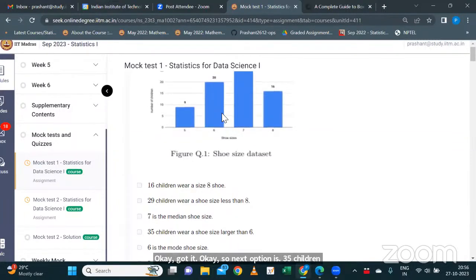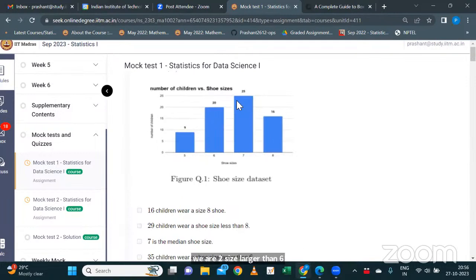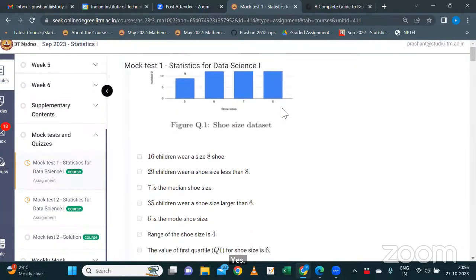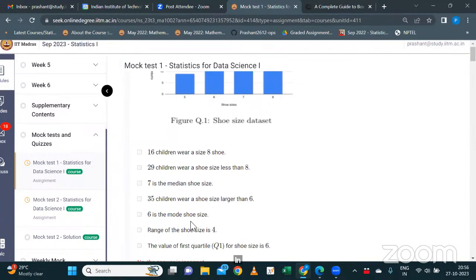I think no 35, right? So there are more than... no more. Size incorrect, sir. 41, right? Not 35. You see 25 plus 16, right? Correct. 6 is the mode size.